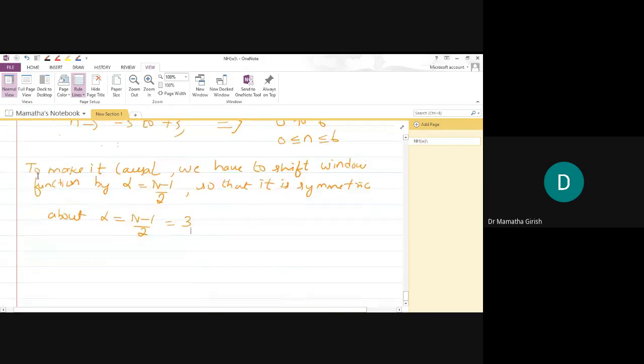Now, in the present case, to make it causal in nature, I'm shifting the whole of the windowing function by the value of alpha equal to (n minus 1) by 2. The intention is that I want to make the response symmetric about alpha equal to 3. Therefore, the Hamming windowing function is given by W Hamming of n minus alpha is equal to W Hamming of the given windowing function n.